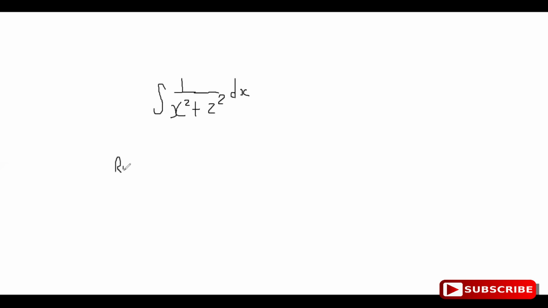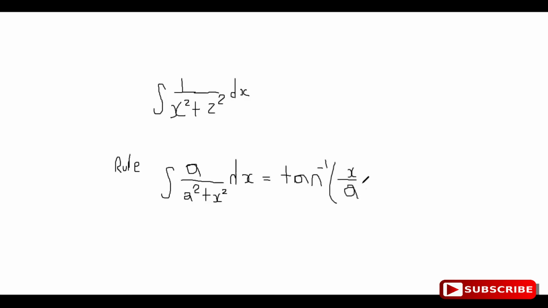The rule to remember is that the integral of a divided by a squared plus x squared dx, when you integrate this, the result is tan inverse of x over a. So that's a rule to remember. Wait, so you're sure? Yes, this is right. Or is it tan inverse of ax? Yeah, this is tan inverse of x over a.